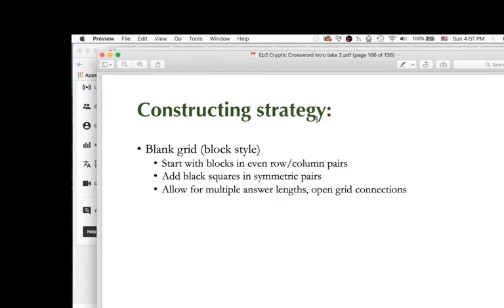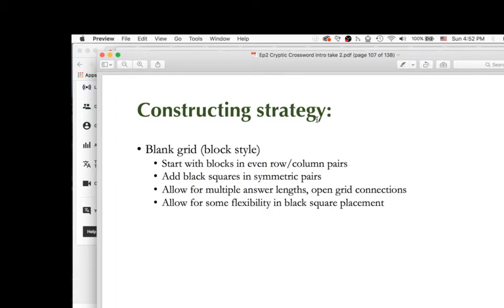And when we do that, we want to allow for multiple answer lengths and open grid connections. The multiple answer lengths means not every answer needs to be the same length. It is more interesting if we have some short words, some medium words, and some longer words. Open grid connections means that there's always more than one way to get to a particular part of the grid. You never want to have one part of the grid completely cut off from another, because then it's basically two separate puzzles. But you also want to have more than one way that you can get to a particular corner of the grid from the opposite corner, so that if you're stuck on a particular connection, you can try to solve your way in through a different connection.